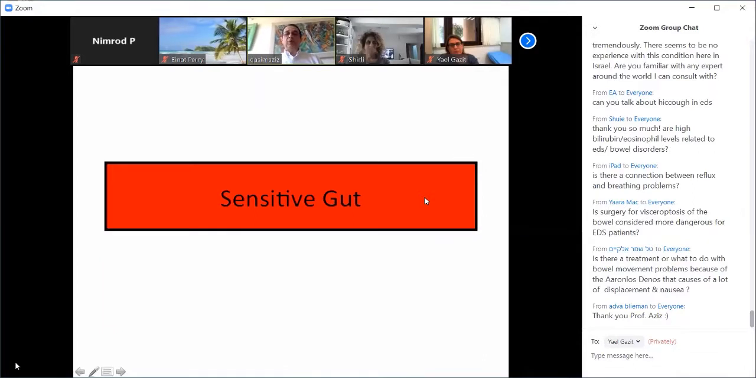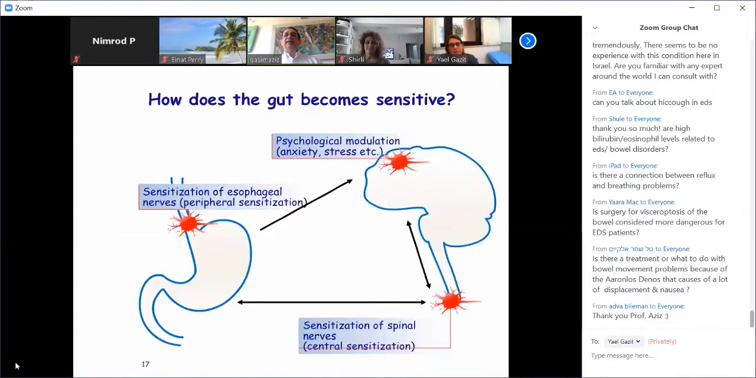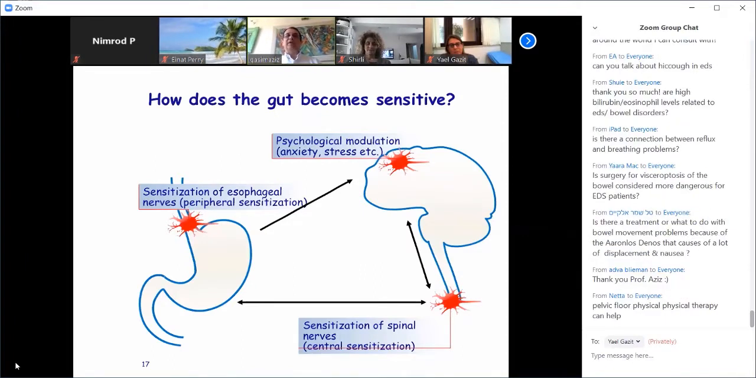Okay, so then we move on to the discussion about the sensitive gut. And the gut is an organ which has a lot of nerves. So these nerves, when they're inflamed or injured, can become more sensitive. Just like if you drop a bit of oil on your hand, the skin on the hand can become more sensitive. The gut can also become more sensitive.